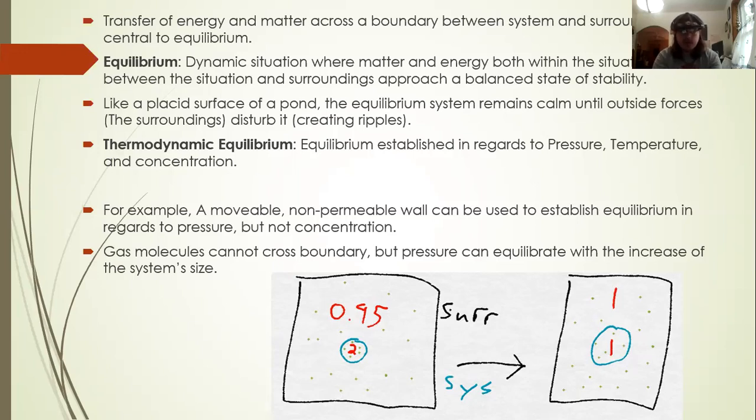So example, if I have a movable non-permeable wall within this box at a higher pressure than the surrounding situations, this gas will expand until the pressures are the same. So the pressures and temperatures are the same. The gas cannot cross this boundary, but the pressure it exerts can cause an increase in this volume until the pressure and temperature are reestablished.